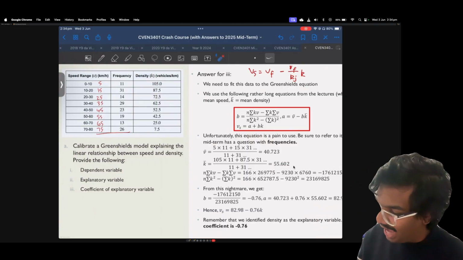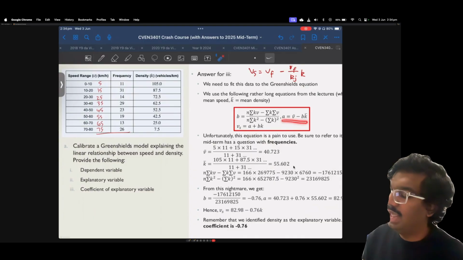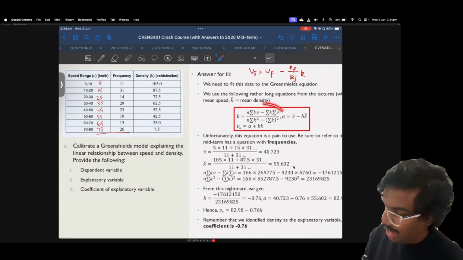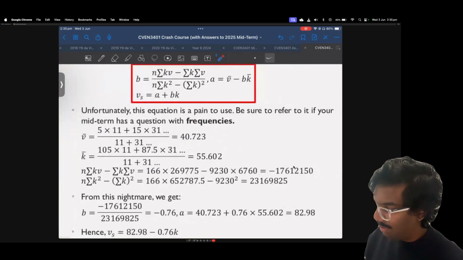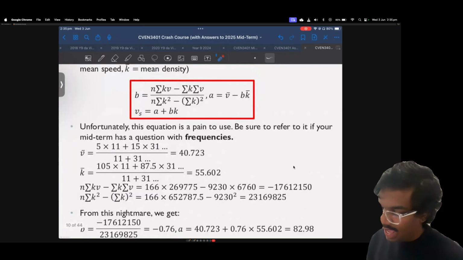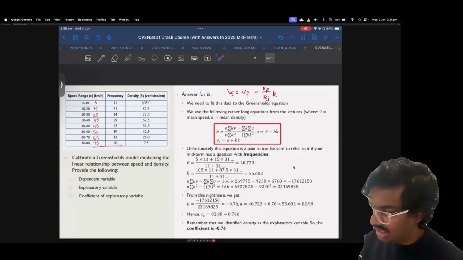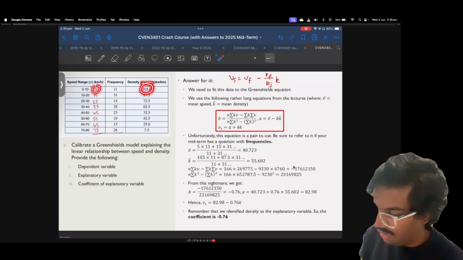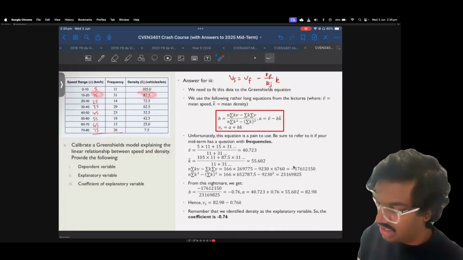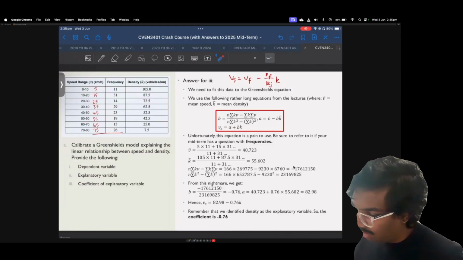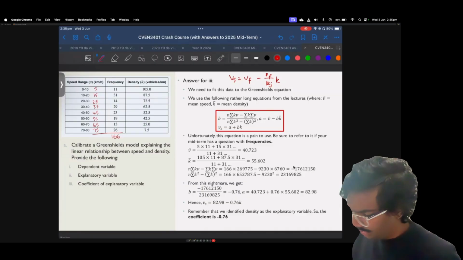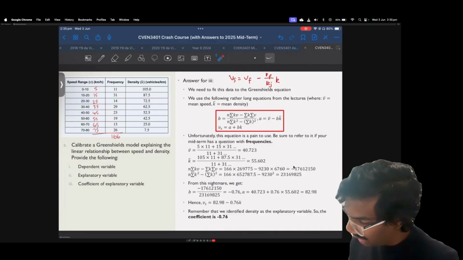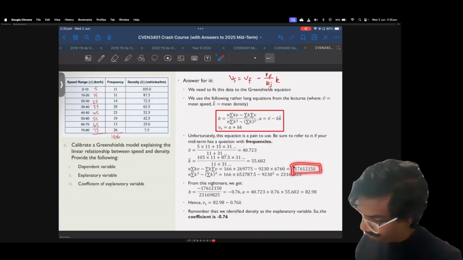But the weird thing about A is that to get A, we need V minus BK, so we actually need to find B first. So B is N times the sum of K times V. K times V is 105 times 5 plus 87.5 times 50 plus 72.5 times 25, all the way down to the bottom. N is just the sum of this, which is 166. If you do all that, you should get this crazy big negative number.